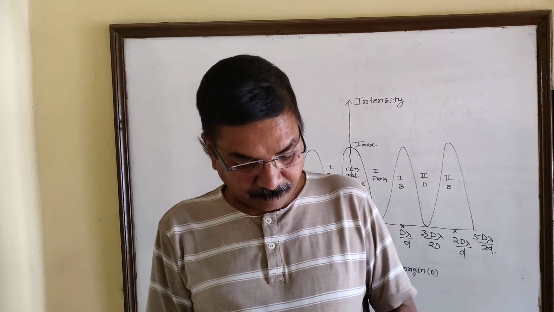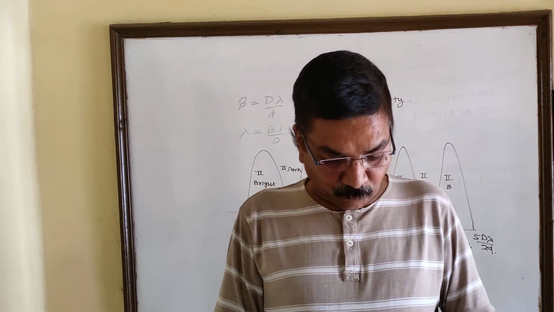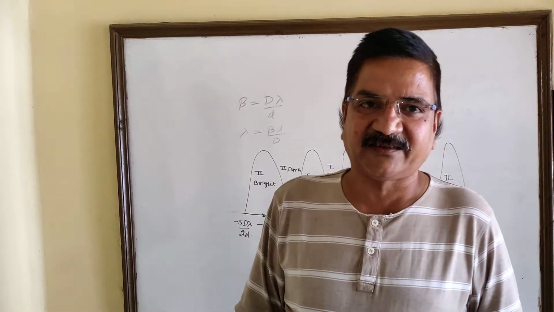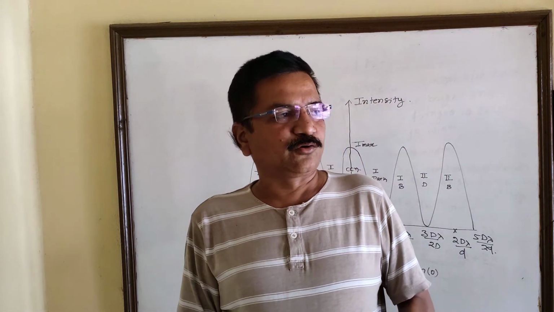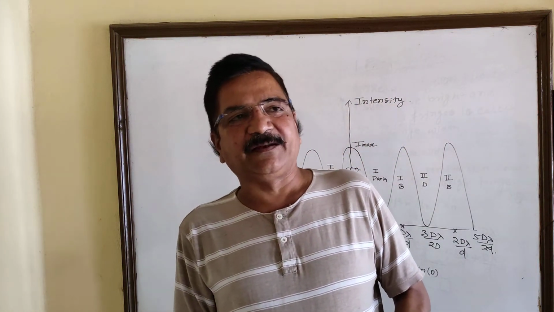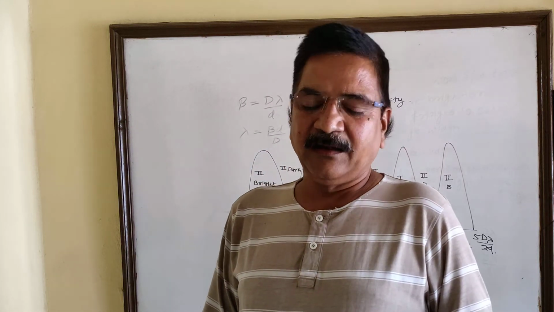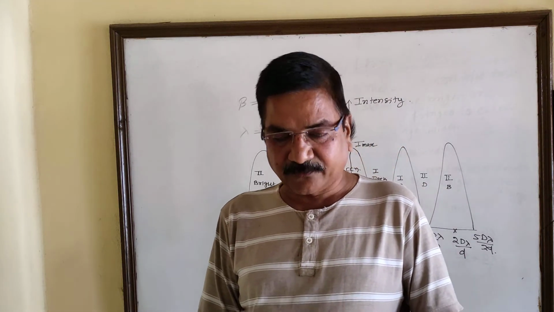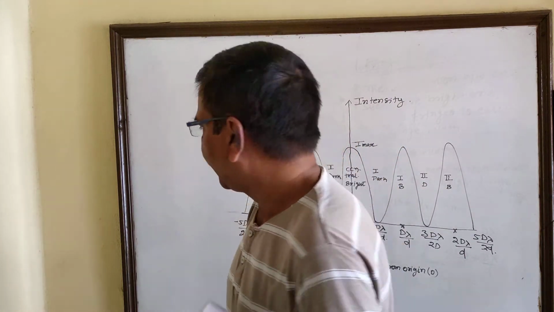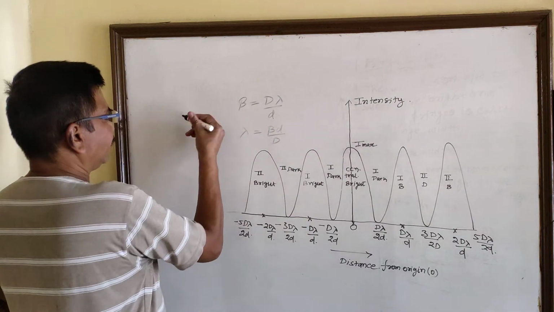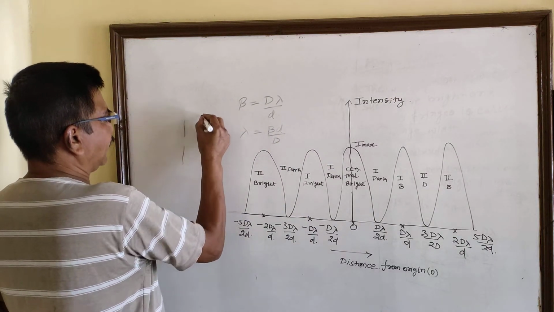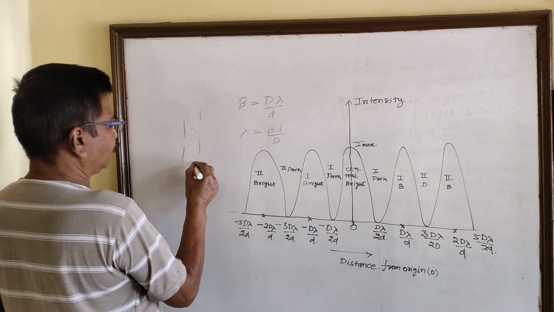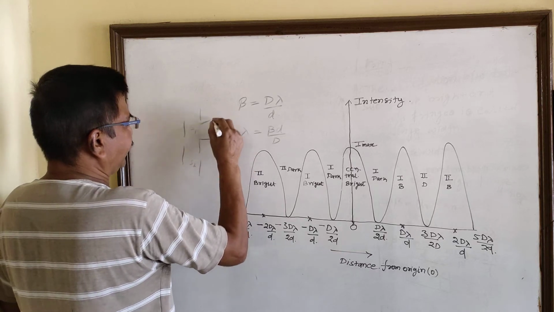Next point. The sources should be monochromatic, as you know from the very beginning. The light source which we are using, S, should be a monochromatic light source. That means it should emit light of a single wavelength. Next, the distance between the two coherent sources should be small. S was the main source, and these two sources are illuminated by S1 and S2. Now the distance between S1 and S2 should be small.